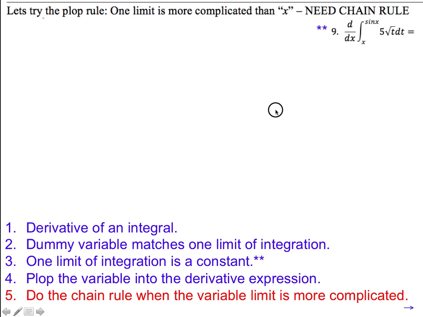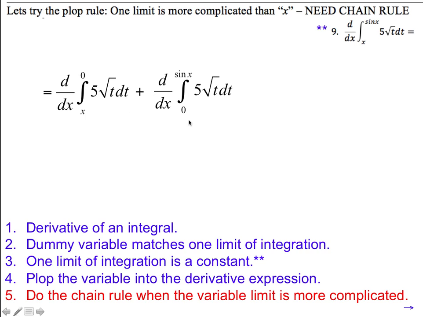So I'm going to rewrite this as the derivative of the integral from x to 0 of 5 root t dt, plus the derivative of the integral from 0 to sine x of 5 root t dt. So I just arbitrarily decided that 0 is in the middle, and x is on the left, and sine x is on the right. And it doesn't matter the number that's here, because remember that constant is going to be eliminated when you do the differentiating. So it doesn't matter what constant value we have in those limits.